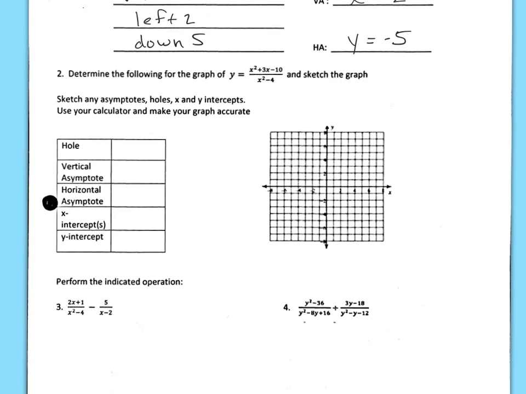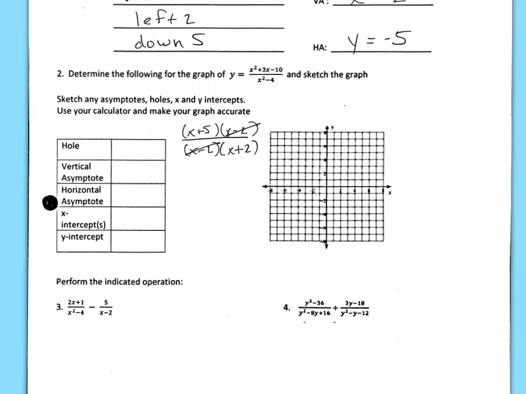Now you will have one of these graphs to draw and to find the parts for. First thing you got to do is factor it. So the numerator, 10 to get to 3. So x plus 5 and x minus 2. Denominator is a difference of 2 squares. X minus 2 times x plus 2.